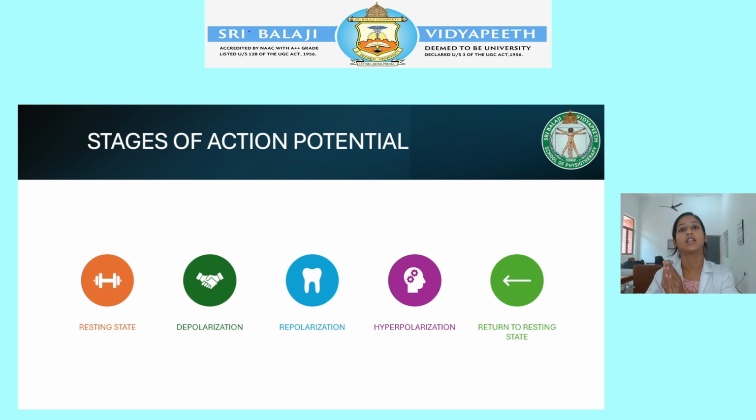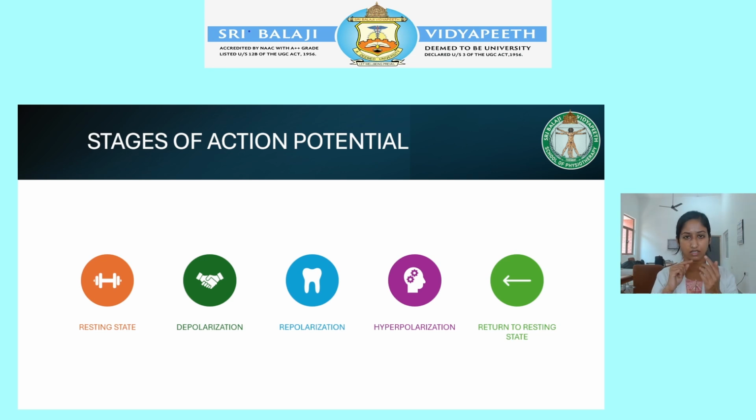And last, in the return to the resting state, what will happen? The ion pump works, so due to this ion pump, it will restore the normal negative charge. So these are the stages of the action potential. The first one is the resting state, next is depolarization, third is repolarization, fourth is hyperpolarization, and then the last one is returning to the resting state.